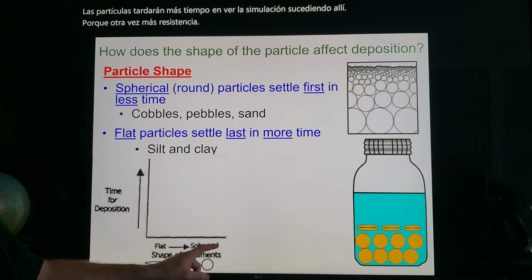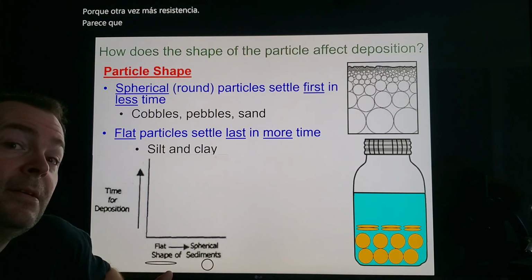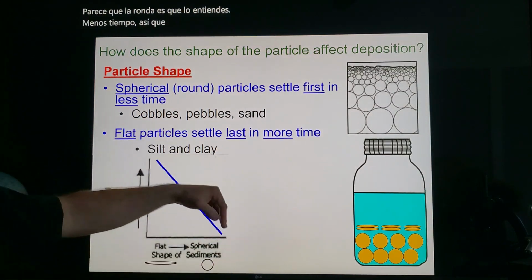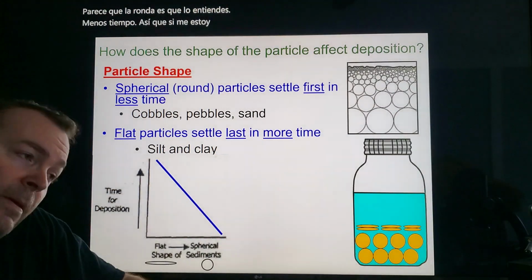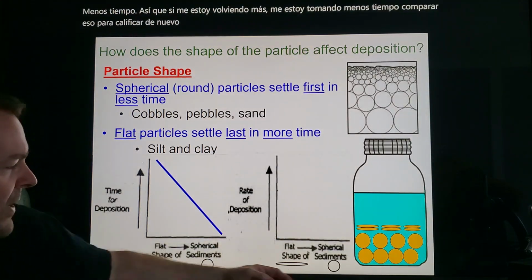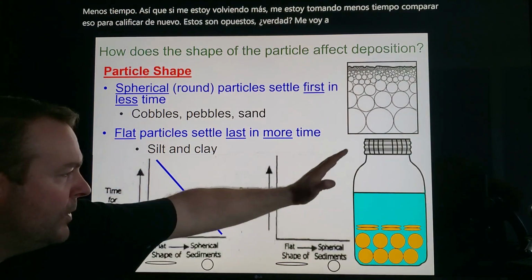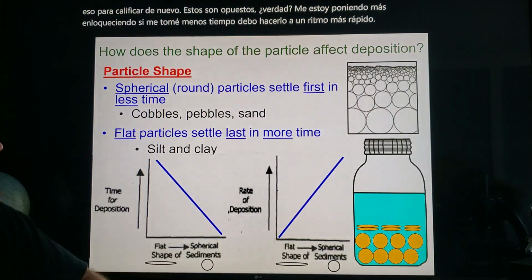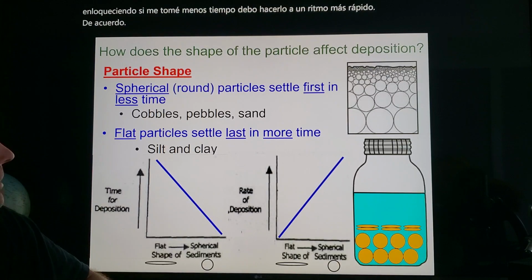Okay, what does a graph look like? The rounder you get, it should take less time. So if I'm getting rounder, I'm taking less time. Compare that to rate again. These are opposites, right? If I'm getting rounder, if I took less time, I must be doing it at a quicker rate. Okay? Make sure you're getting all your notes down here, folks.